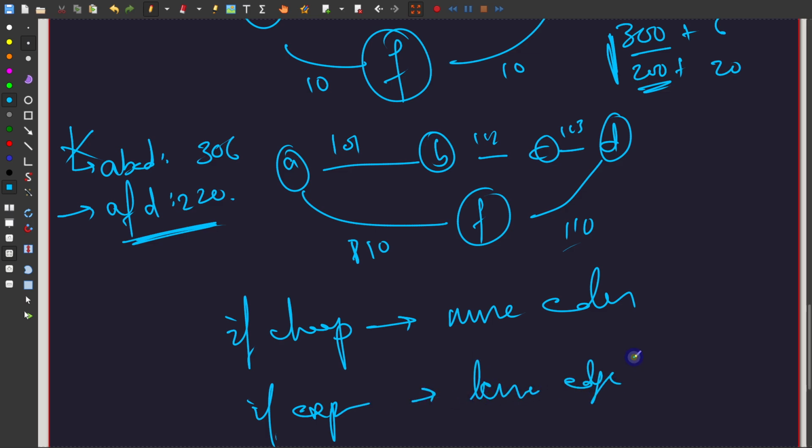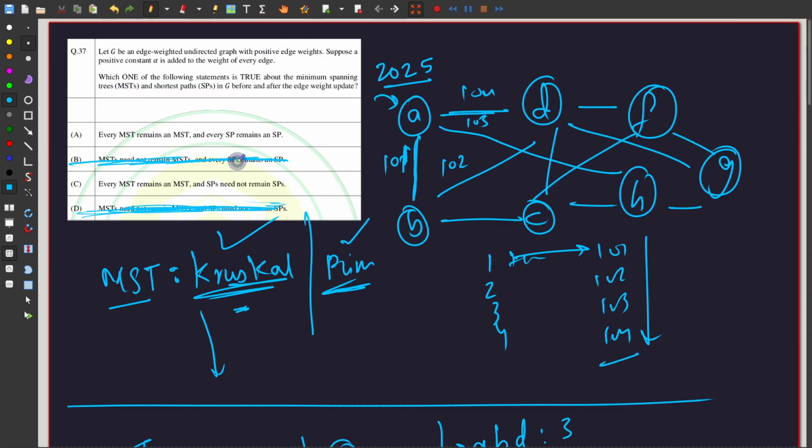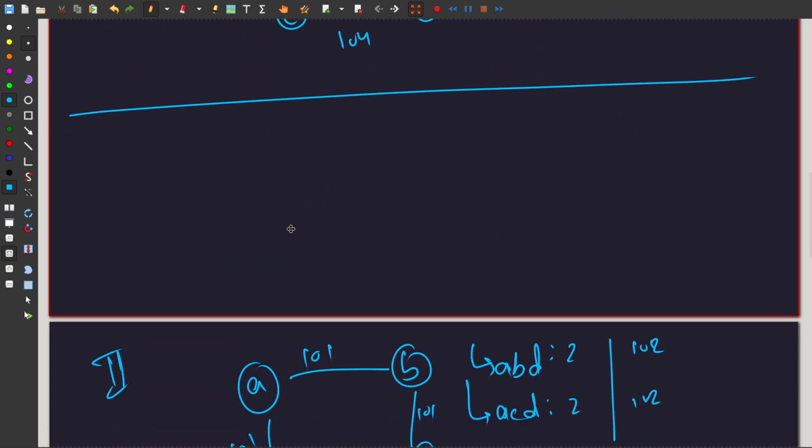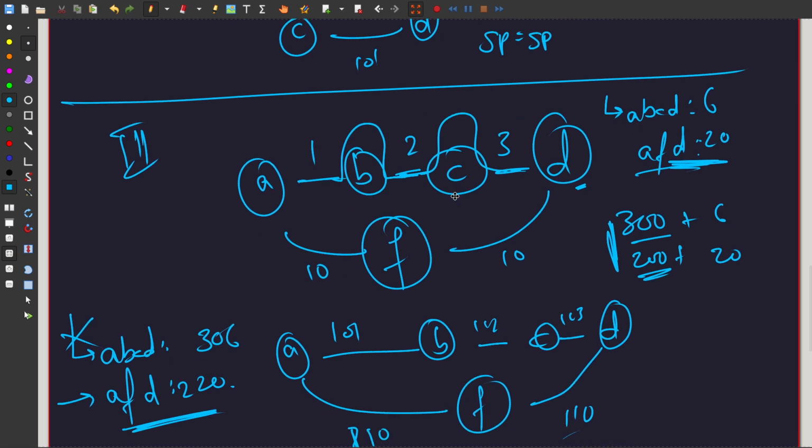That is basically what this whole idea is pointing at, and that is why you have to look at this and say that not every MST will remain an MST. Every SP will not remain an SP, right? So C is in fact the correct answer: every MST will in fact remain an MST, that is fine, but SPs will not remain an SP. We clearly saw this very nice little example here, and it's a very nice idea.